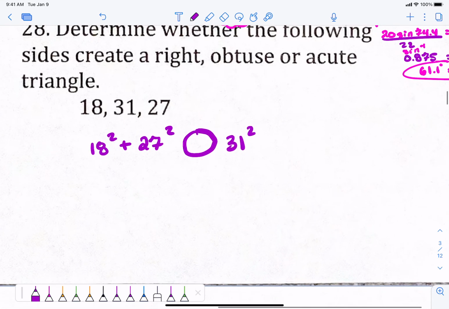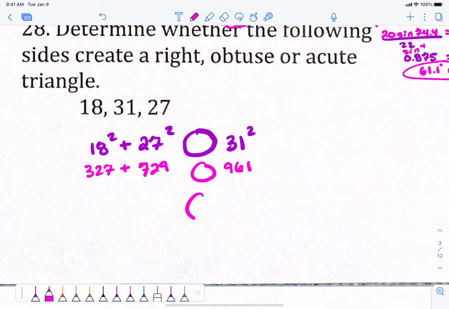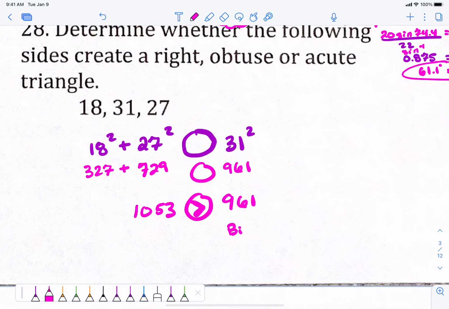So 18 squared is 324. 27 squared is 729. And 31 squared is 961. The two added together give 1053. So the two sides that I have are bigger than the biggest side, so it's a Q. This is my biggest side. It's a Q.